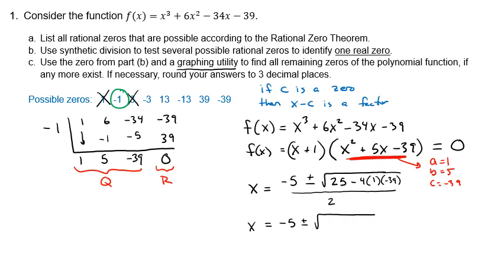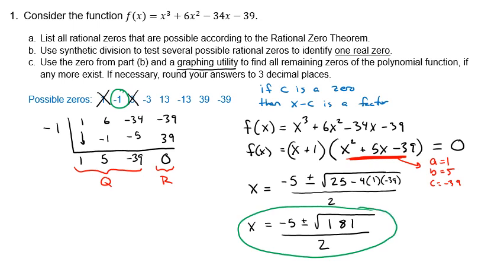So if we take 25 minus 4 times 1 times negative 39. Well, let's see. 4 times 1 is 4. 4 times 39 is 156. Two negatives make a positive, so when we add 25 to that, we'll get 181 under the square root. So these are the other two zeros.